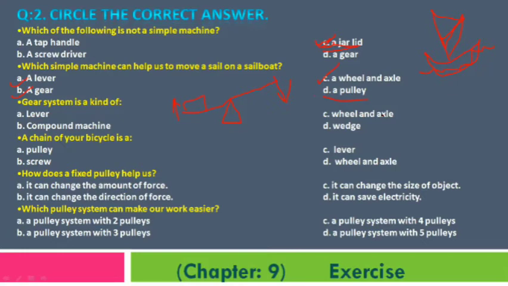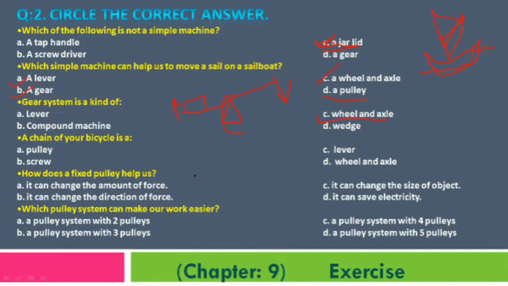Wheel and axle or wedge. Wedge is this one, which has a broader part on one side and the other part is conical. So this is wheel and axle. The answer is wheel and axle.